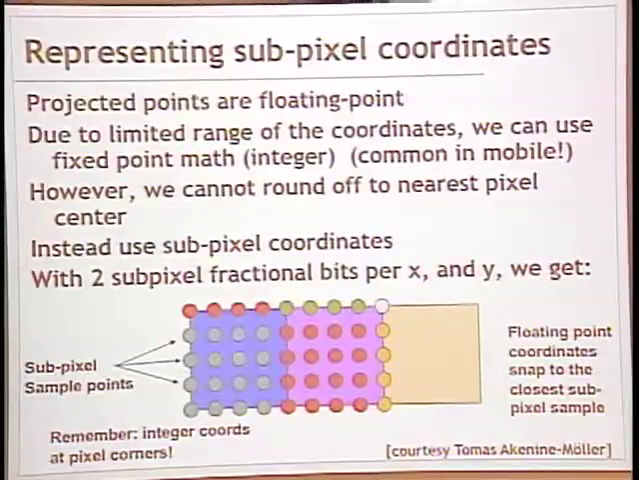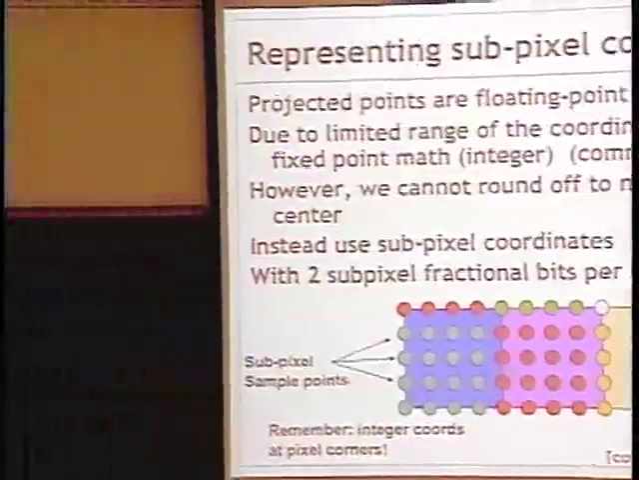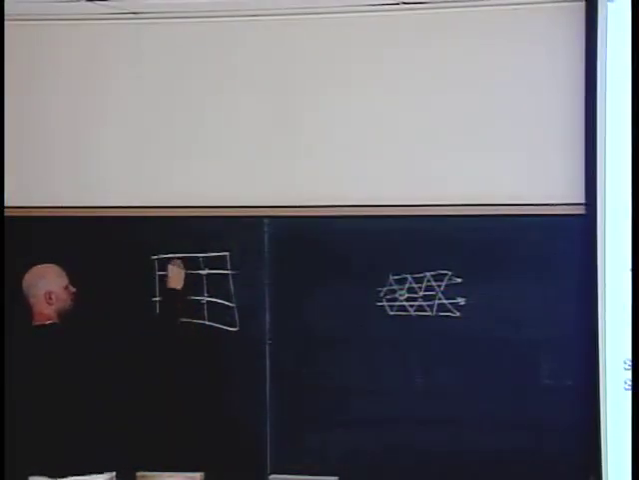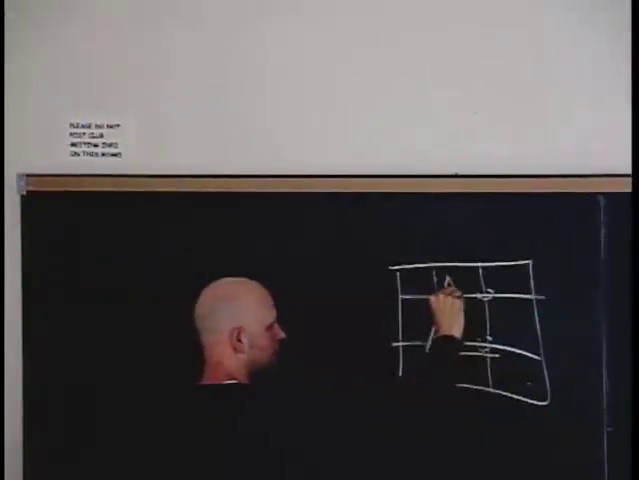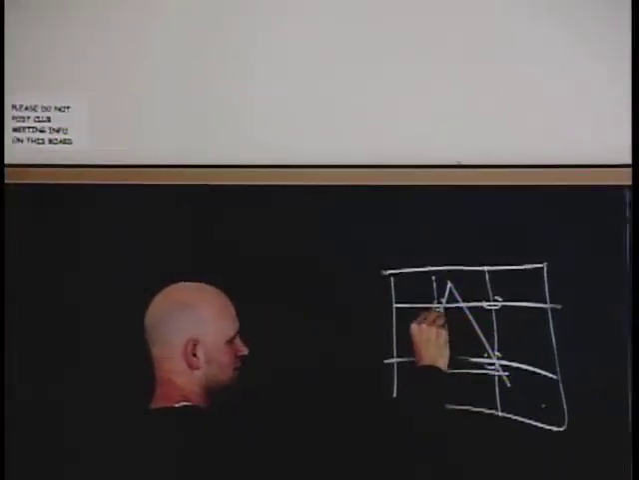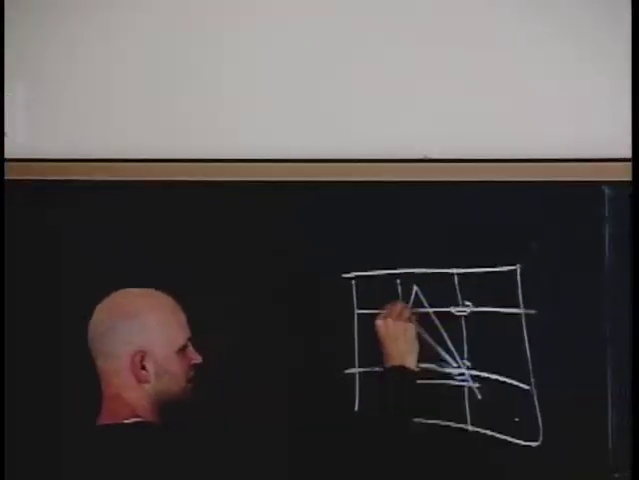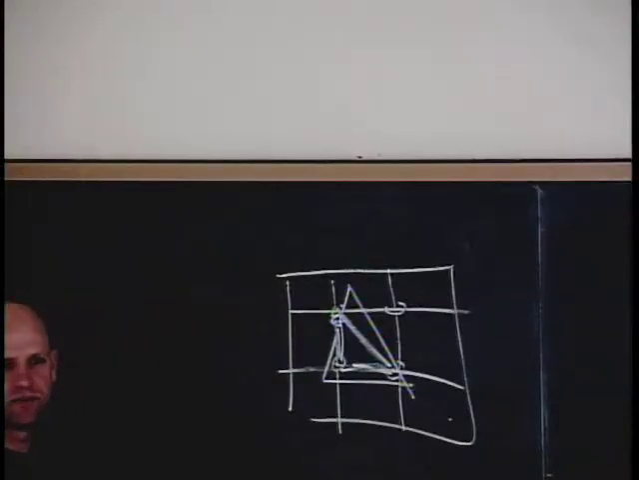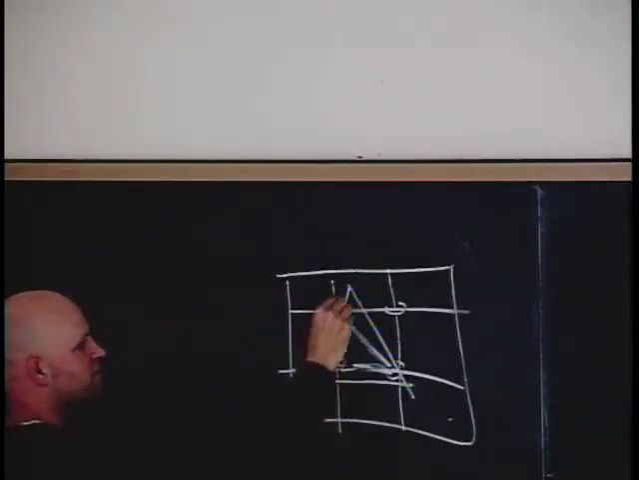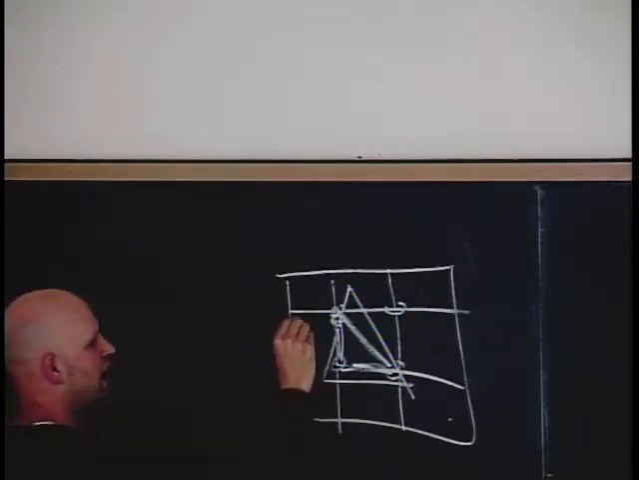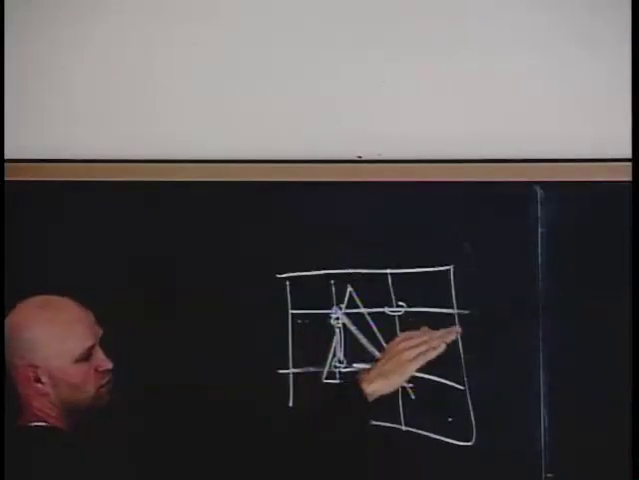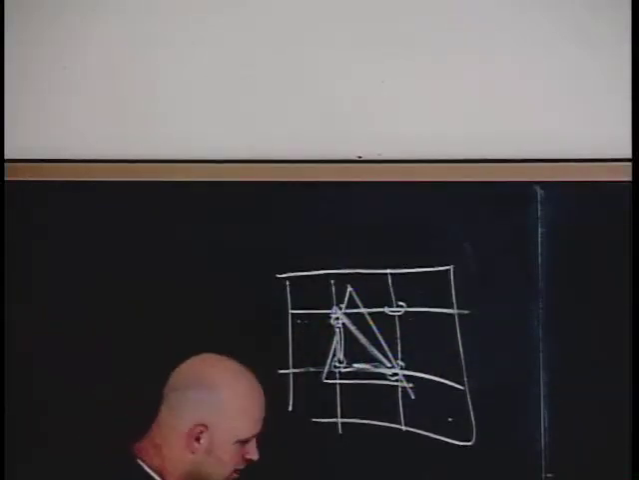Now I'm going to use the board again, sorry. We're going to have our pixel grid here and we're going to have points here. What we don't want to do is say, we've got a triangle here, here, and here, and then approximate that triangle by only rounding off to pixel centers. That's a pretty bad approximation, if we take every point and round it to its closest pixel center. So instead, we're going to have a bunch of points, what we call subpixel coordinates. I'm now done with the board.